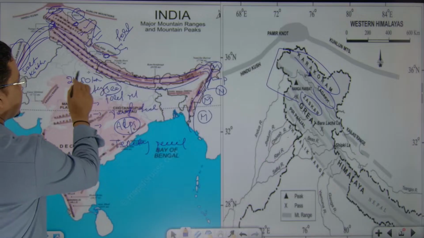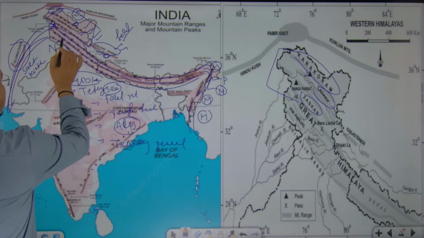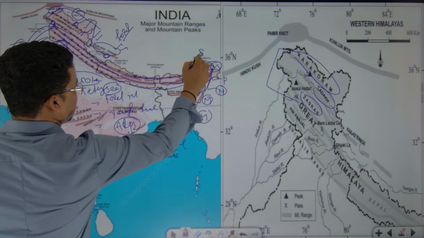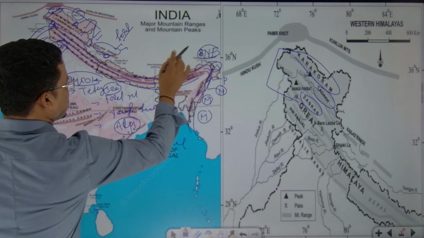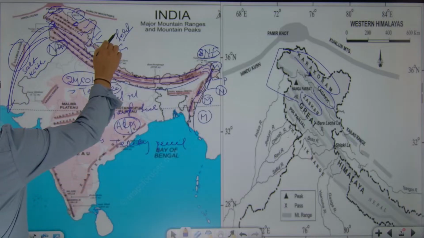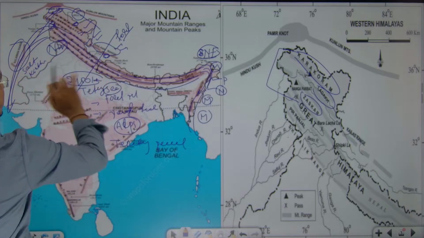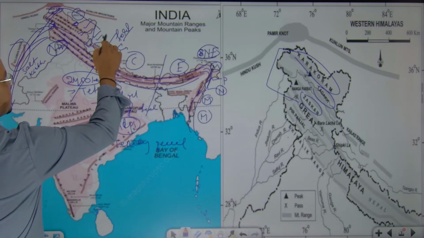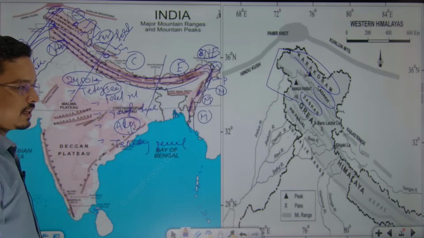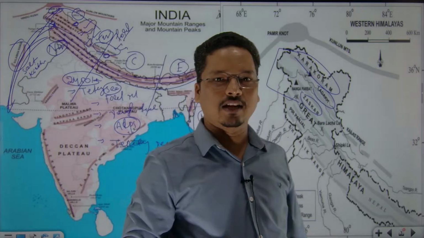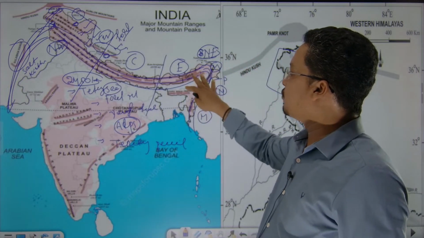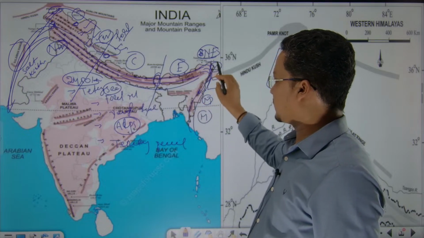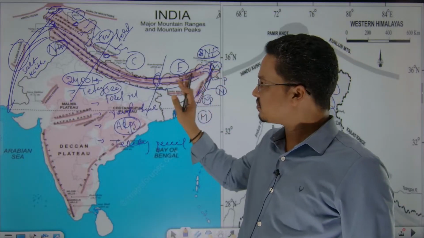They run 2,400 kilometers, from the northwest to the northeast. This would be the orientation of the Himalaya. It is divided into the western Himalayan part, the central Himalayan part and the eastern Himalayan part. So the Himalaya is rightly divided into three parts. The eastern Himalaya starts from the river Tista, through Sikkim to Arunachal Pradesh.